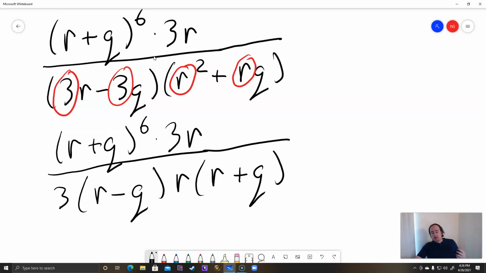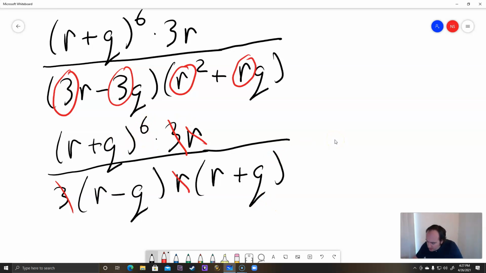Now we get to cross stuff out. So first of all, I notice there's a 3 on the top and a 3 on the bottom, so I can cross those out. And then I notice there's an r on the top and an r on the bottom, so I can cross those out. Now for the r minus q, I can't cross that out with the r plus q on the top. But for the r plus q, those are the same thing, so we are going to be able to cross these out. But they're really exponentials. They're actually powers with the same base. So what we're going to do there is subtract the exponents, because we're dividing.